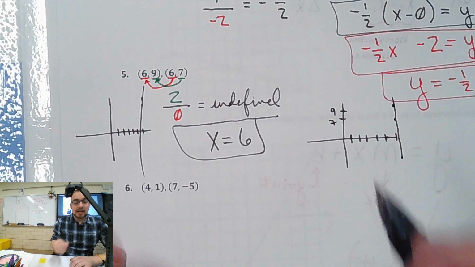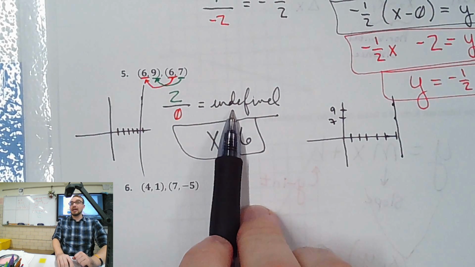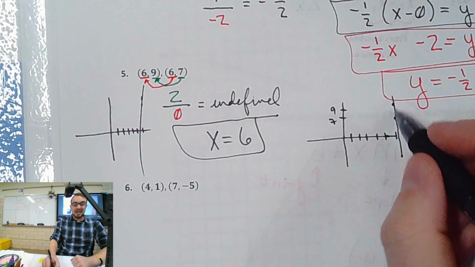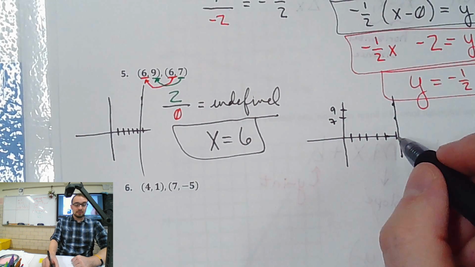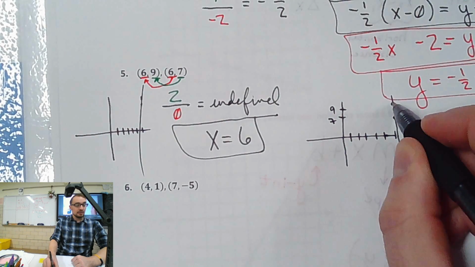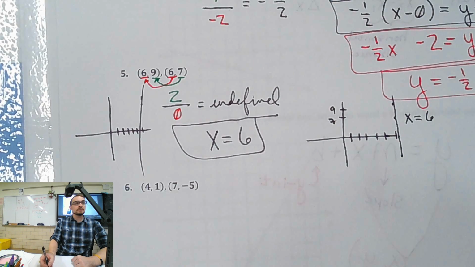We can't write it in y equals mx plus b form because that requires a slope, and our slope is undefined. You cannot write it that way. So we have to think of another way to write it. This line is the line that has all the points where x is 6. We have 6 comma 0 here, 6 comma 7 here, 6 comma 9 here. So the line's equation is x equals 6. It's where x is always 6.